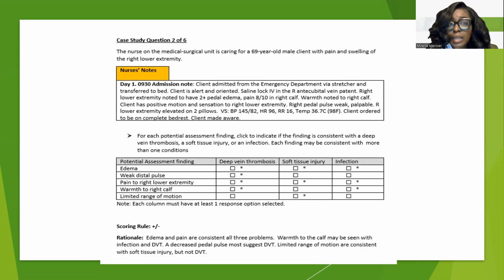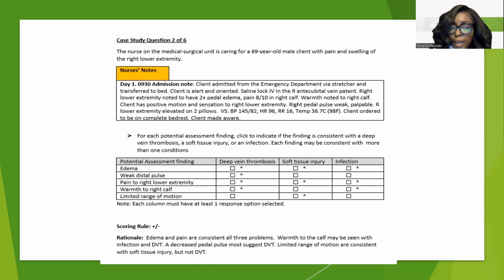So edema, we see edema in all three. Remember, when people have infections, right? Cellulitis, anything with an itis, you have infection and inflammation. Remember, infection brings inflammation. The area becomes what? Erythema, red, swollen, painful, okay, with an infection. A weak distal pedal pulse is only seen with a DVT. It's not seen in a soft tissue injury. It's not seen in an infection.